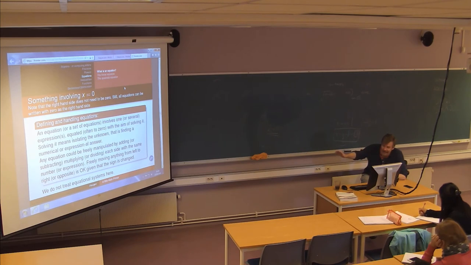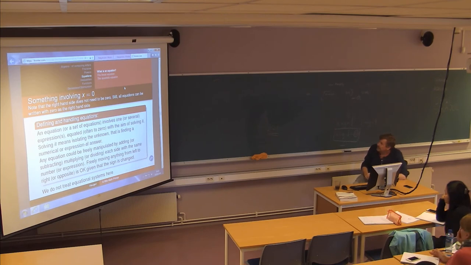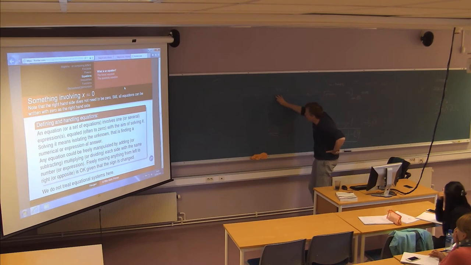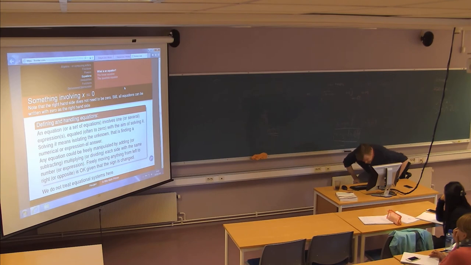Further on, it says any equation could be freely manipulated by adding or subtracting, multiplying or dividing each side with the same number or expression. And we did this here, didn't we? We started by adding 3 on each side. In that case, we get rid of them and got the 3 over here. And then we divided by 3 afterwards to isolate the x alone. So these kinds of operations can be done freely to produce our final result, the isolated version of the variable.